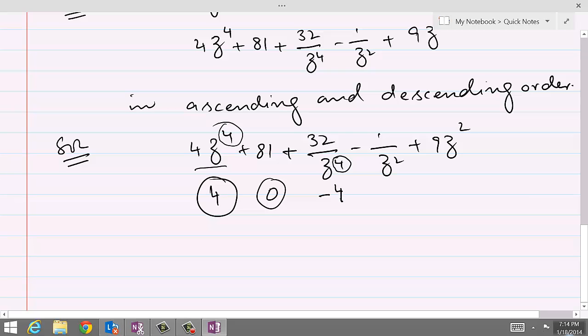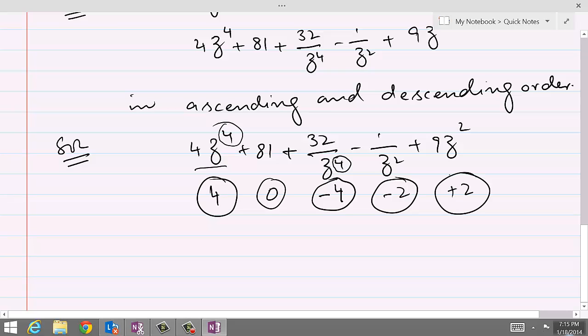Because if we take z power 4 in the numerator, it will change the sign of the exponent, which will become z power minus 4. Therefore, the degree of this term is minus 4. And similarly, the degree of this minus 1 over z square is minus 2. And what is the degree of the last? That is plus 2 here.